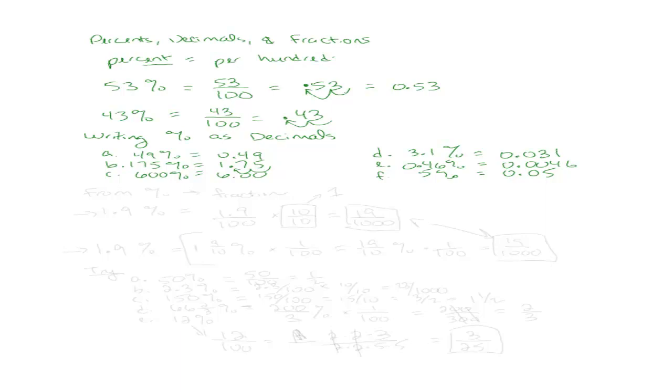Let's talk about writing decimals as fractions. Sorry, percents as fractions. So based on what we just learned, if we had, for example, 1.9%, what part is that? So 1.9%, we said percent meant out of 100. So 1.9 is 1.9 out of 100.